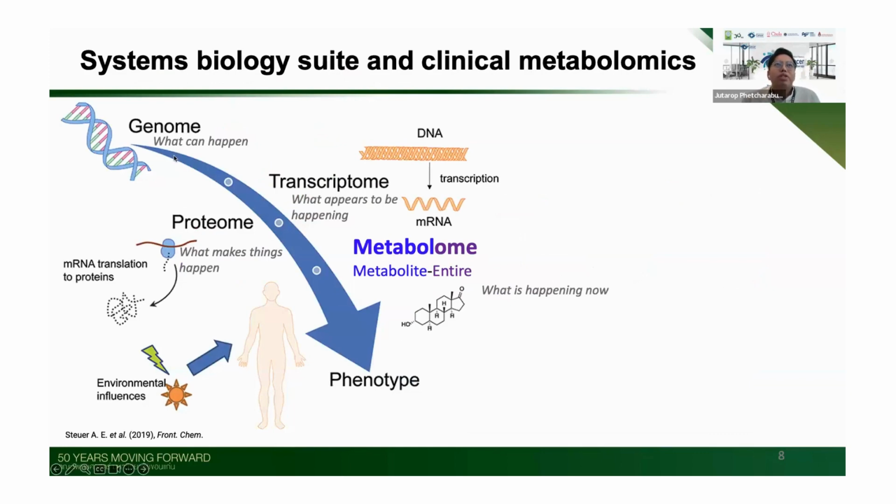So when we look at just one single omic, in this case the genome, this can tell us what can happen. But when we look into transcripts, it tells us what appears to be happening. But when we have the proteome data, that would indicate what makes things happen. And for metabolome, it tells us what is happening right here, right now. So the metabolome is closest to the phenotype that we could observe through our sensation, eyes, ears, or touching, or even some medical equipment that we use for detecting clinical parameters.